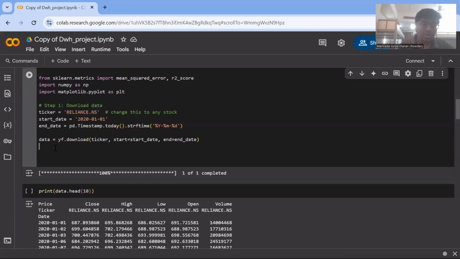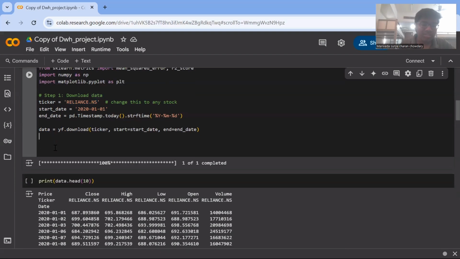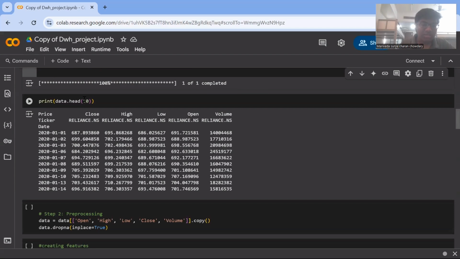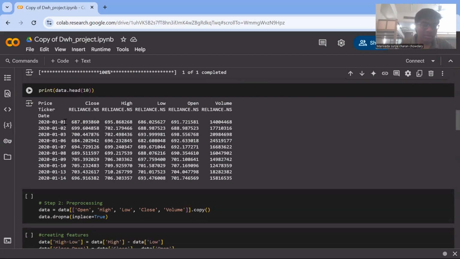in data. Now let us print the first 10 rows with data.head(10), which means it will print the first 10 rows. Here you can see that on January 1st, the closing price is 687, the highest price recorded on that day is 695, the lowest price is 686, the opening price is 691, and volume means the amount of stocks traded on that day.